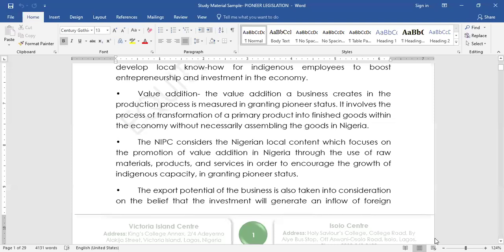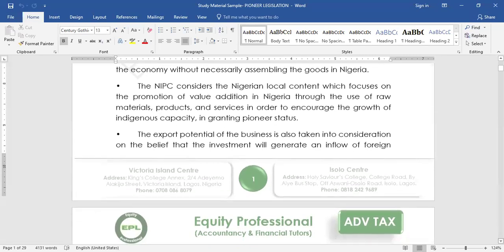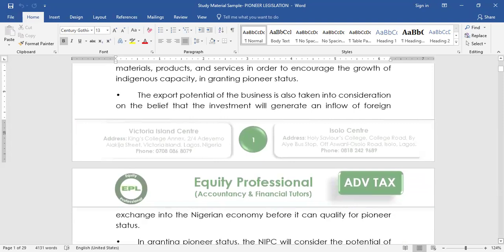Another one is export potential of the business. That company that wants to apply for pioneer status must increase the rate of exportation. When they produce the good, we must be able to export the good outside the country. After using the good in the country, we should have enough of those goods that we export. When Nigeria is an export-oriented country, it will help our foreign exchange rates. Our naira will appreciate against foreign currency. Our naira, our local currency, will have more value as compared to the foreign currency. Do we understand?